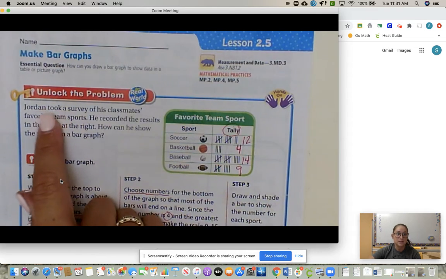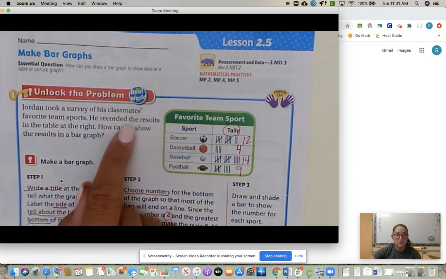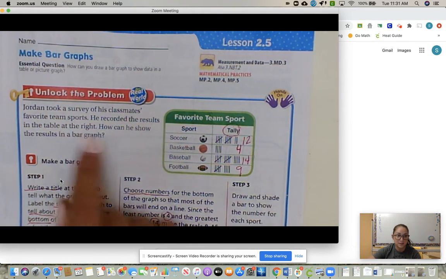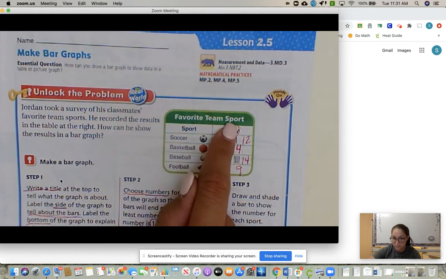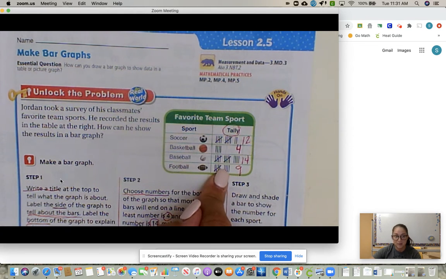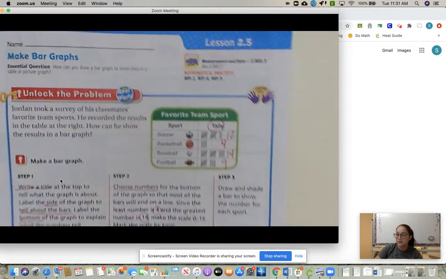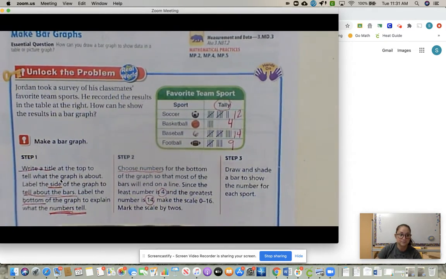All right, so Jordan took a survey of his classmates' favorite team sports. He recorded the results in the table at the right. So we already knew that, right? We knew it was sports. And we knew that they voted because we have tally marks. How can he show the results in a bar graph? So now we're going to create a bar graph.